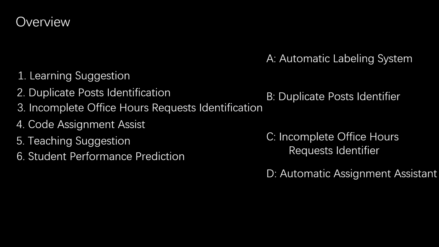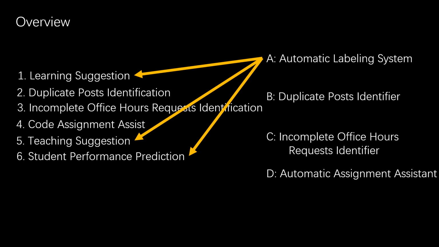For the 6 functionalities mentioned above, the automatic labeling system will serve as a basis for 3 of them, since all these functionalities require identification of posts of certain categories. The duplicate post identifier is used for duplicate post identification. The incomplete office hours request identifier is used for incomplete office hours request identification. And the automatic assignment assistant is used for code assignment assist.